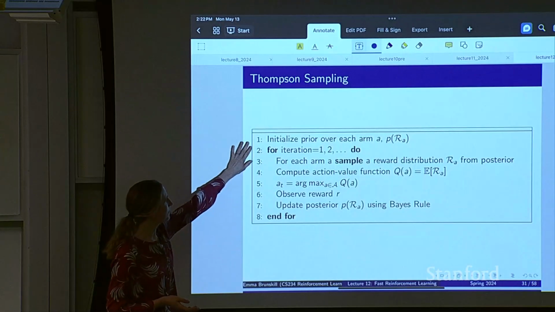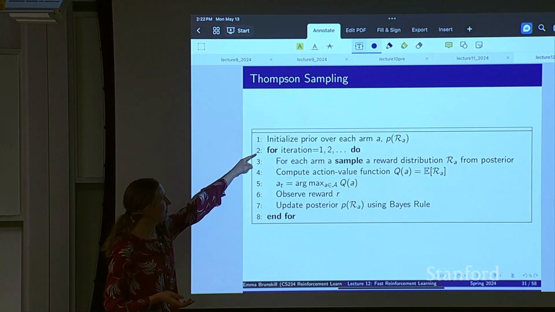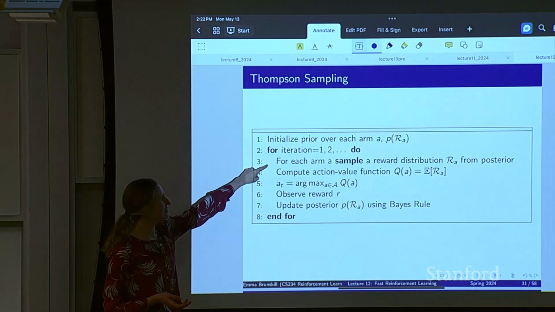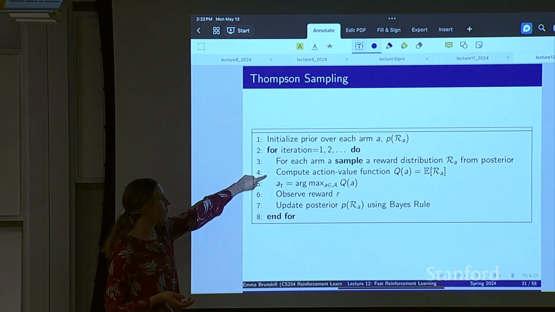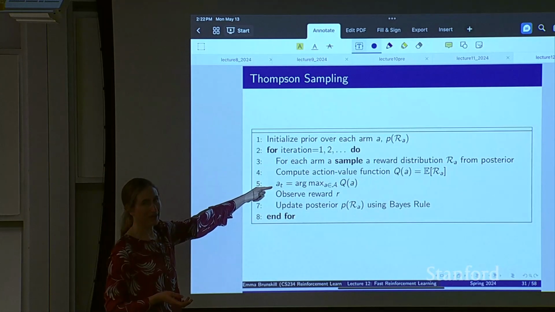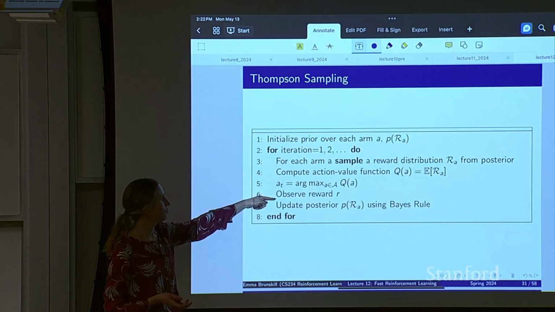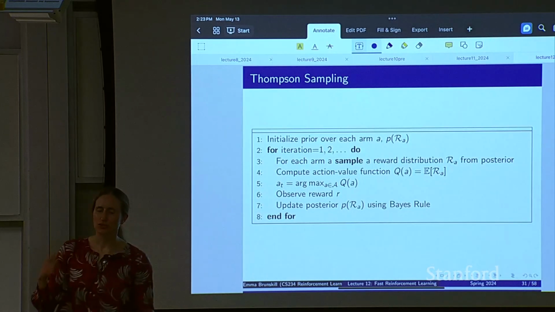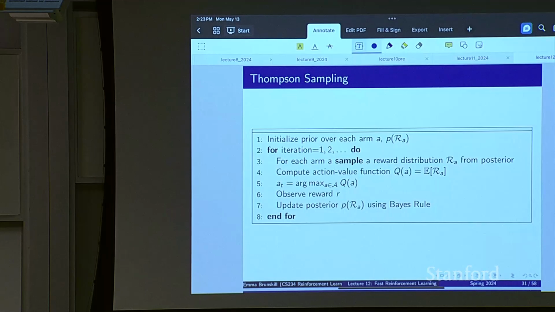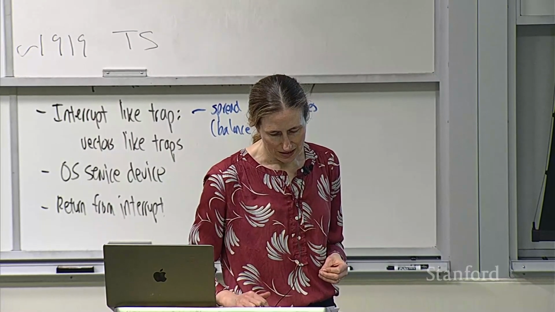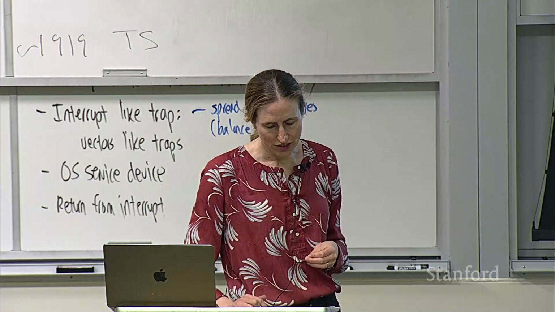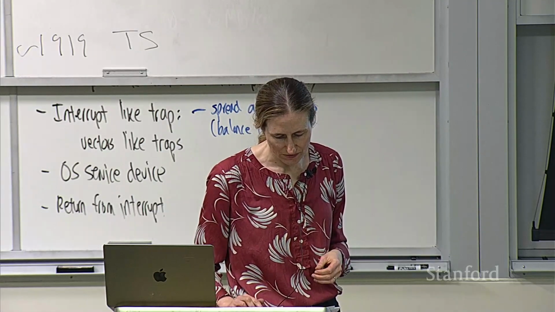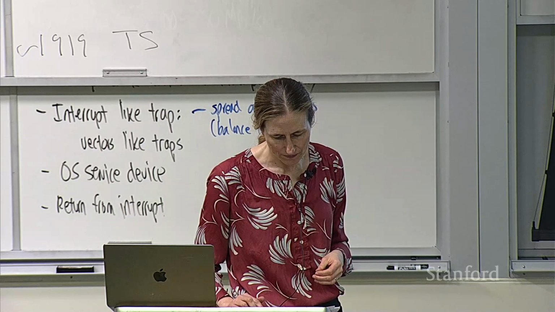How does Thompson sampling work? We're going to have a prior over each arm. Then for each iteration, we're going to sample a reward distribution from the posterior. We'll see an example of exactly what I mean by that. We compute the action value function, given that sample. We take the arm that is maximum, given those values. We observe a reward, and we update our posterior. Then we do this many, many times. This will all seem much more concrete when we do an example, and it's going to turn out that this exactly implements probability matching. So let's first do a specific example, because I think that'll make it a lot more concrete.